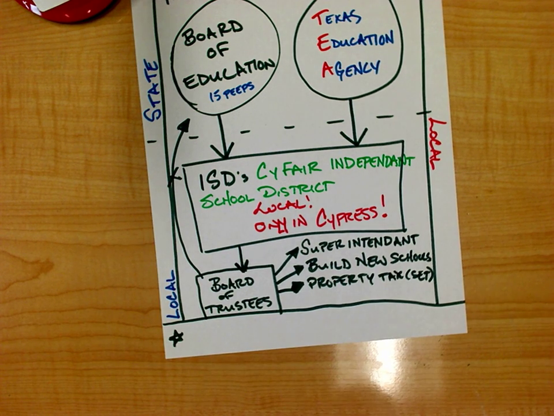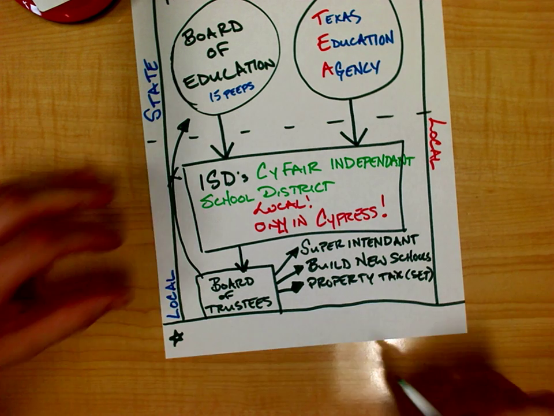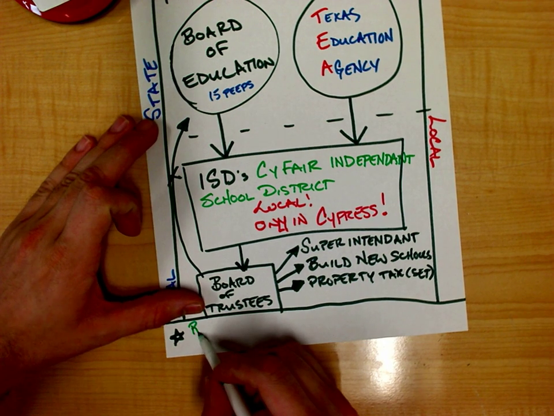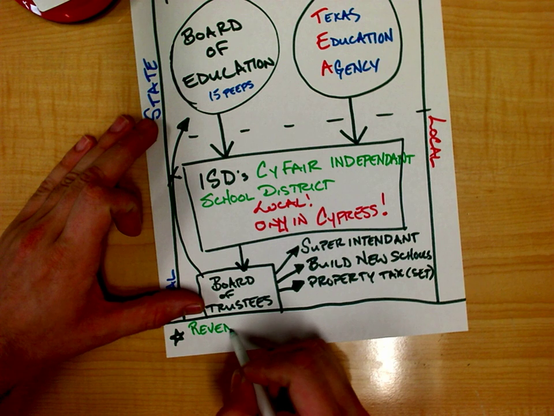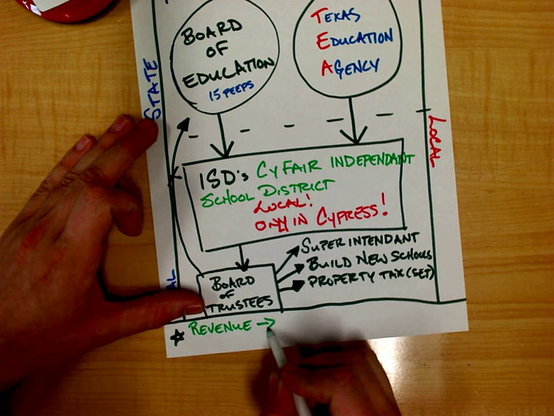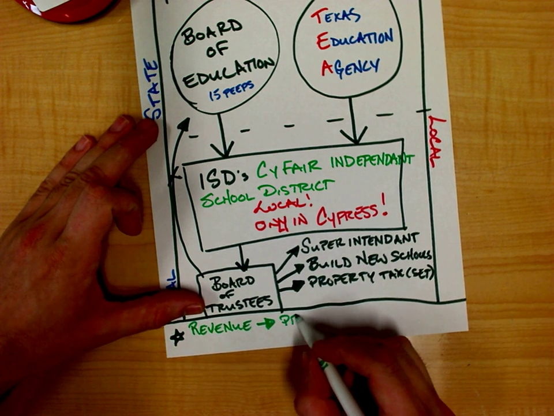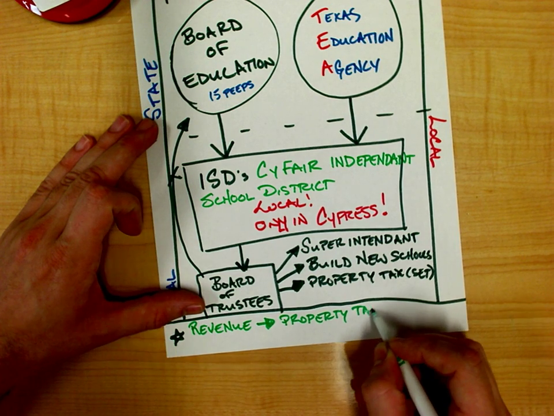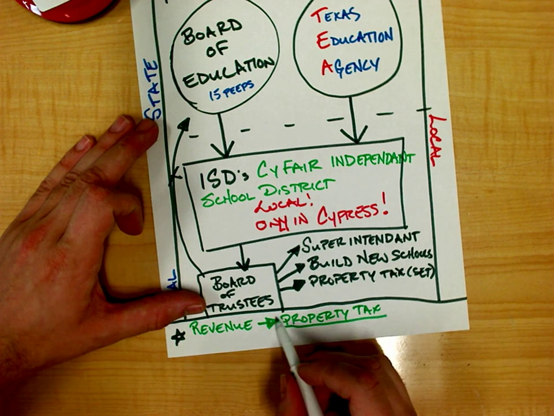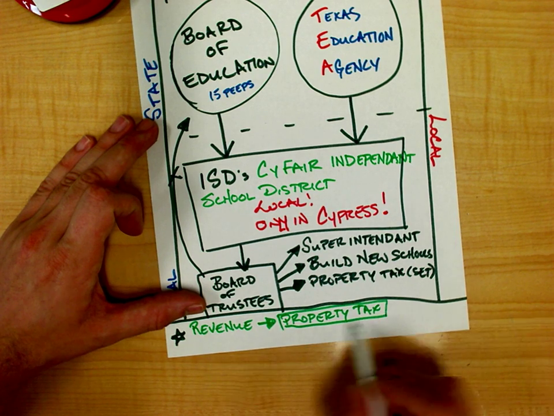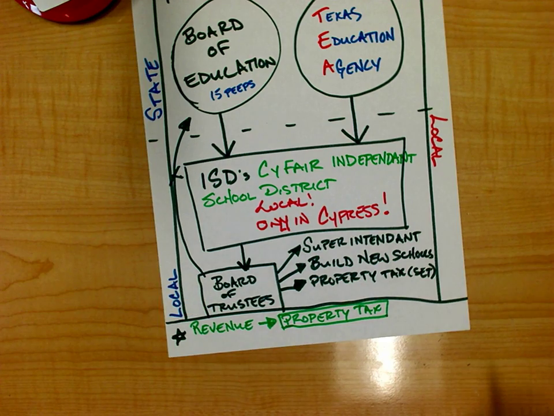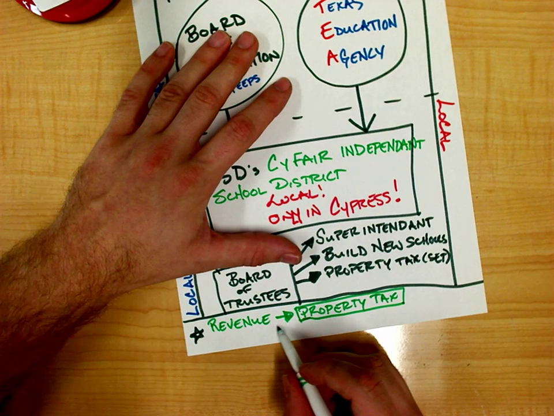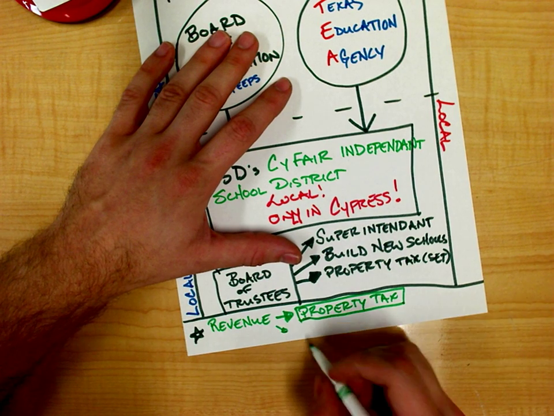As far as funding goes, and I'm going to say this word until you guys are so sick and tired of hearing it, you just won't be able to stand it. Revenue is made by mostly property tax. Property tax pays for schools for the most part. They get a couple of other funding sources. For instance, these are the minor ones. They're a little bit smaller.